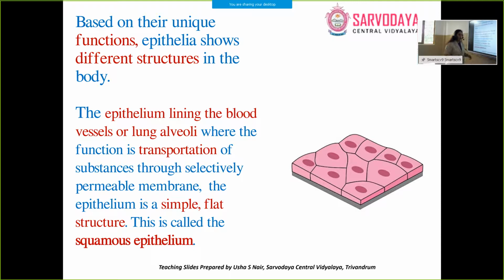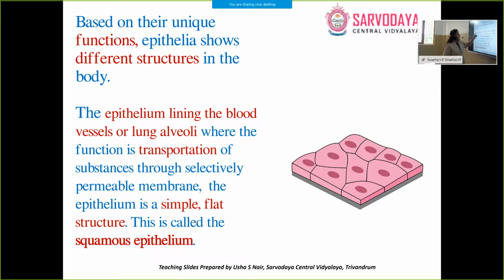Now we are going to the different types of epithelium tissues. I don't know how much we can move forward, but with whatever I have, I will stop there. Now, based on the unique functions, epithelial tissues show different structures in the body. So now we are going to different types of epithelium tissue. Here also I told you it's divided.